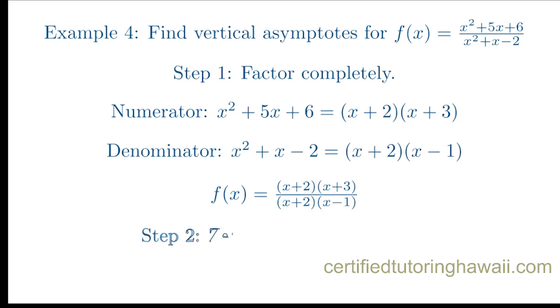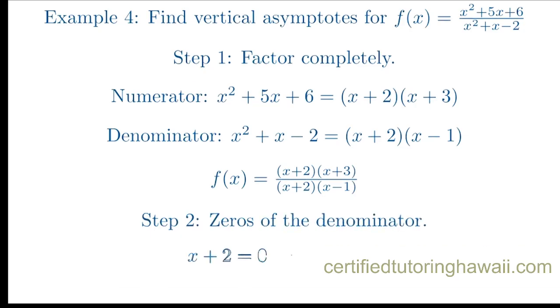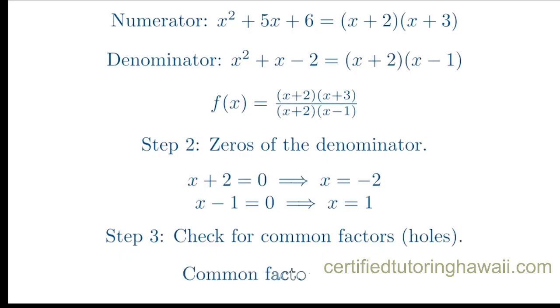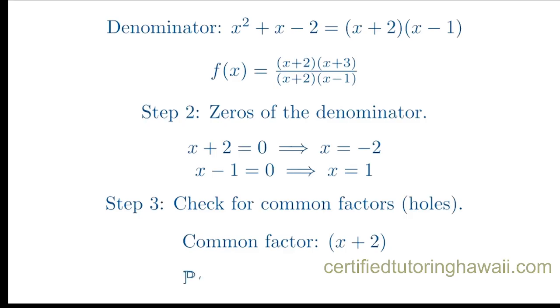Step 2. Find the zeros of the denominator. From the factors, we see the zeros are x equals negative 2 and x equals 1. Step 3. Check for holes. We see a common factor of x plus 2. Its multiplicity is 1 in both the numerator and the denominator. Since they cancel out completely, we have a hole in the graph at x equals negative 2.